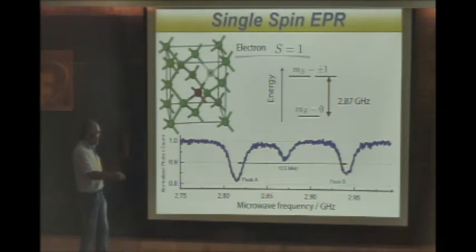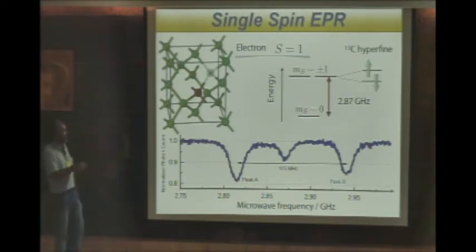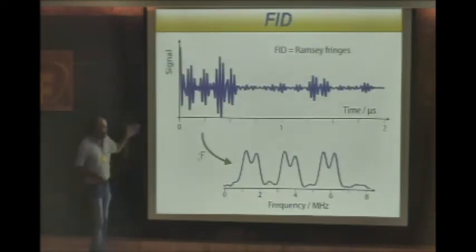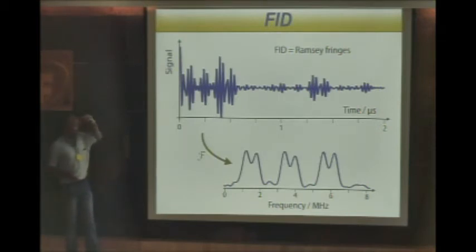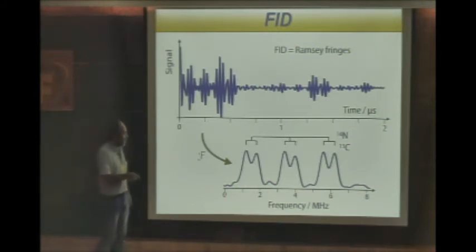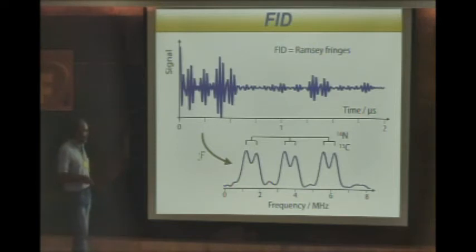This is one slightly out of focus. This was in the focus. And the splitting of 125 megahertz is because one of the neighboring carbons, actually one of these 3 carbons, is a carbon 13. And you have a hyperfine interaction between this nuclear spin 1/2 and the electron spin. And if you measure the free induction decay of this electron spin, you will typically see a pattern like this. If you do a Fourier transform, you see some splittings. You see actually 2 types of splittings in this case. One is because of the nitrogen 14 nuclear spin, which has a spin 1, and one is because of the carbon nuclear spin, which has spin 1/2.